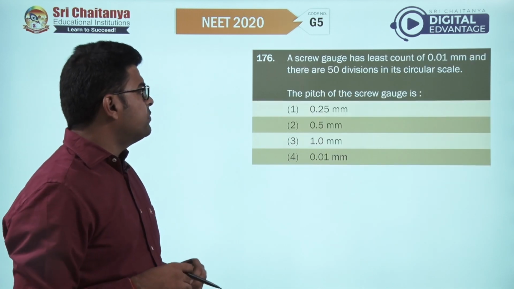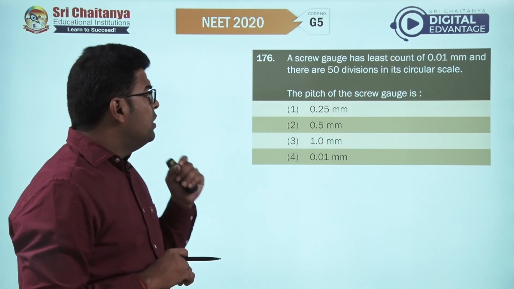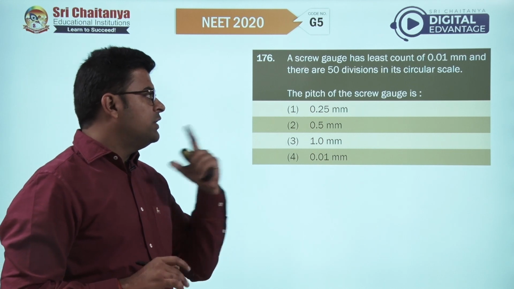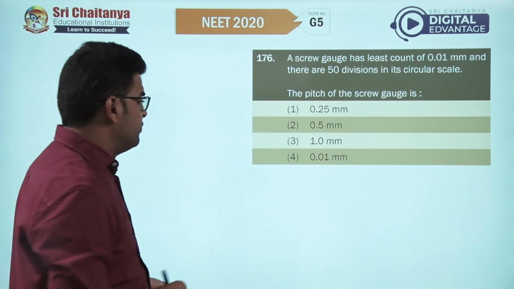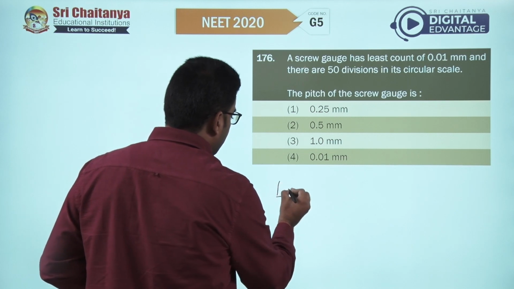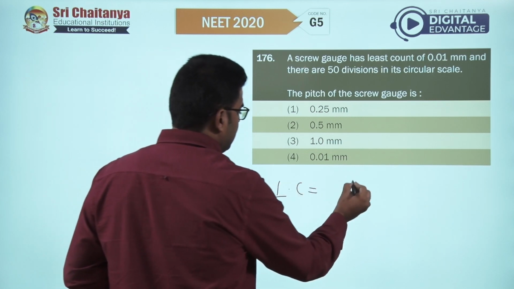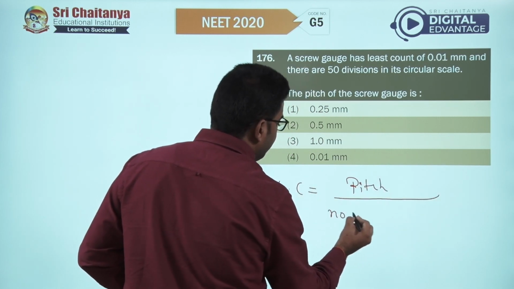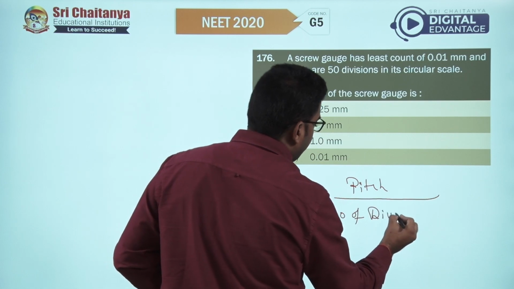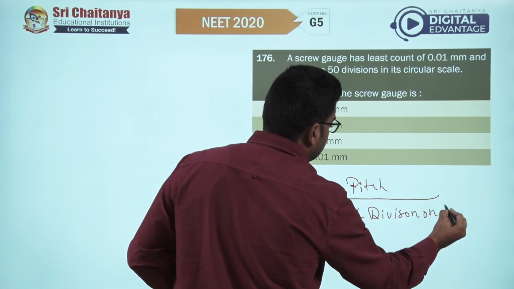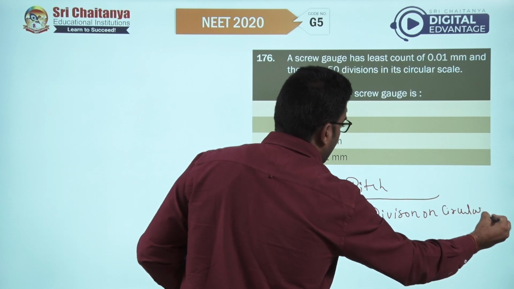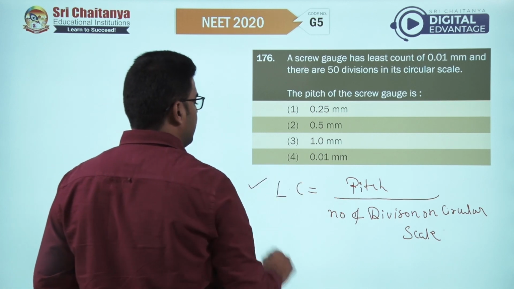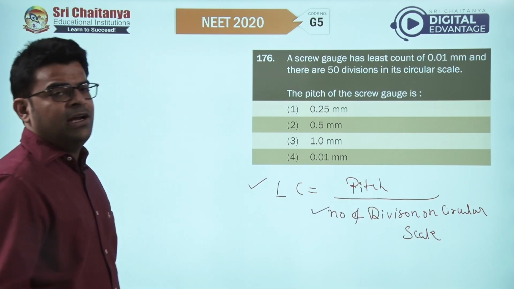Question number 176. A screw gauge has got least count of 0.01 mm and there are 50 divisions on its circular scale. The pitch of the screw gauge is. So, we know that the least count of a screw gauge is nothing but the pitch upon number of divisions on circular scale. So, beta, they have given us least count, they have given number of divisions on circular scale. What they are asking is pitch.